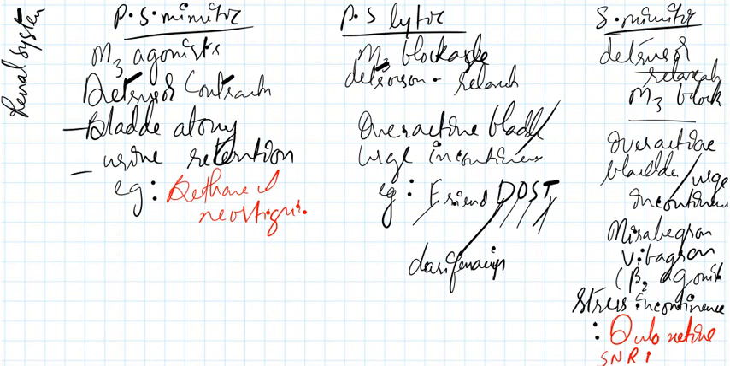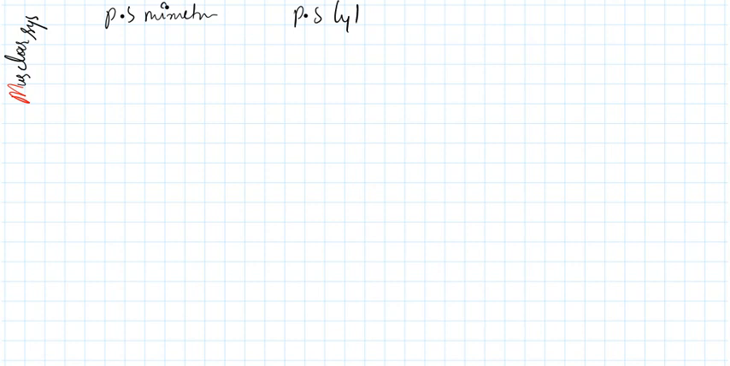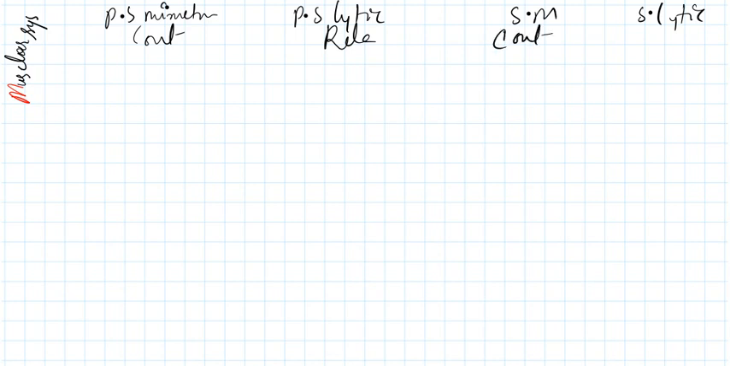Now if you come to the muscular system, how do these drugs act? Parasympathomimetic, parasympatholytic, sympathomimetic and sympatholytic, right? Parasympathomimetics cause contraction. Parasympatholytics cause relaxation, sympathomimetics cause contraction, sympatholytics cause relaxation.